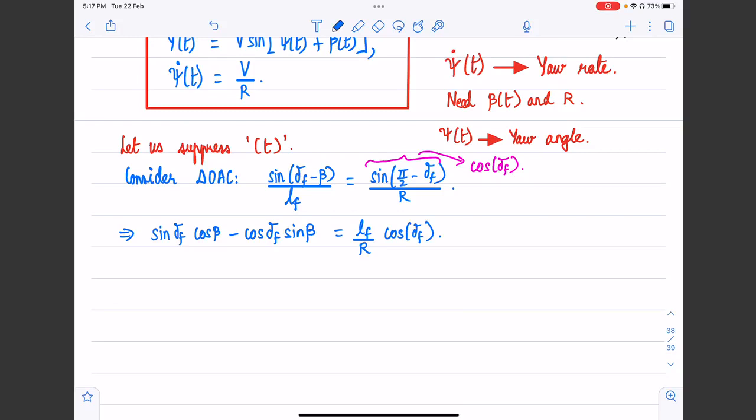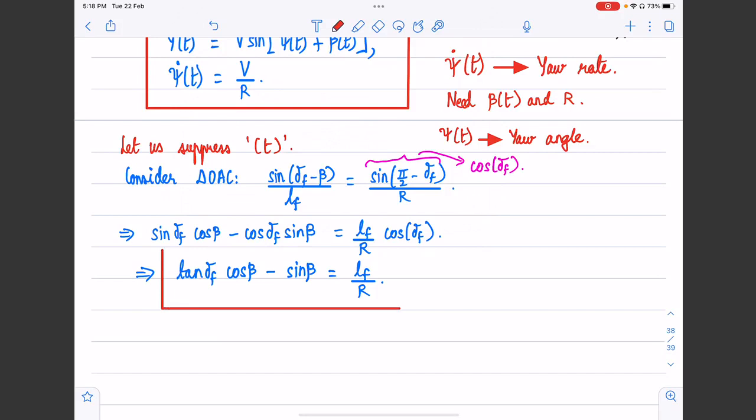So if we divide both sides by cos delta f, what we are going to have is tan of delta f cos beta minus sine beta is going to be equal to LF divided by R. So this is one equation. I hope it's clear how we got this. Very straightforward. We are essentially using the sine rule from geometry and then using the expression for sine of A minus B to get this simplified expression. Let's call this equation number one.